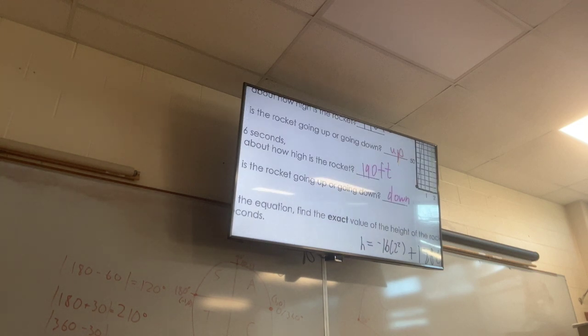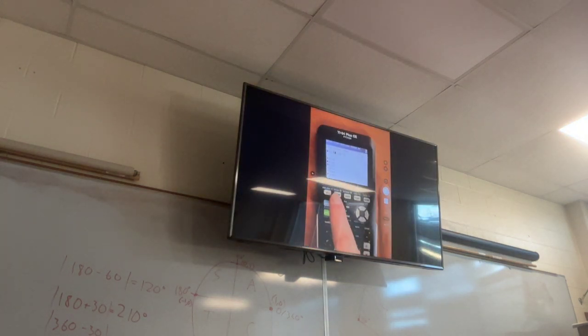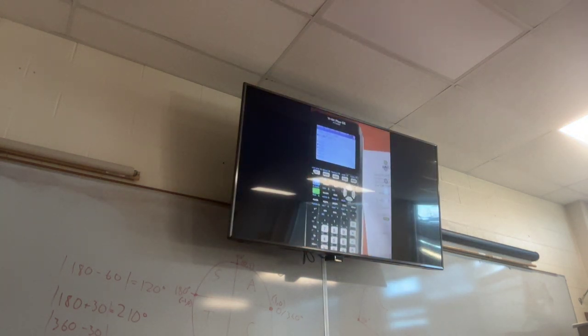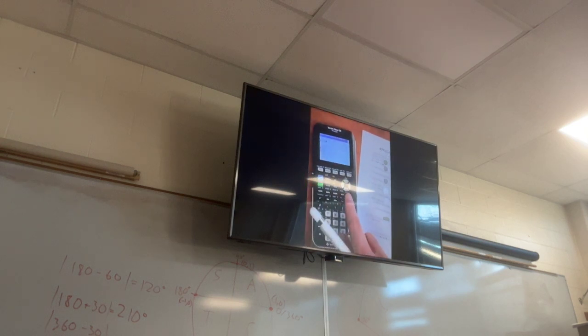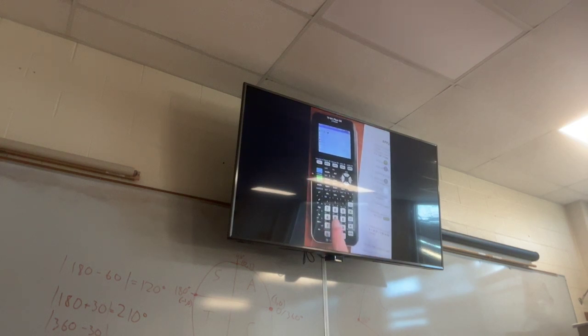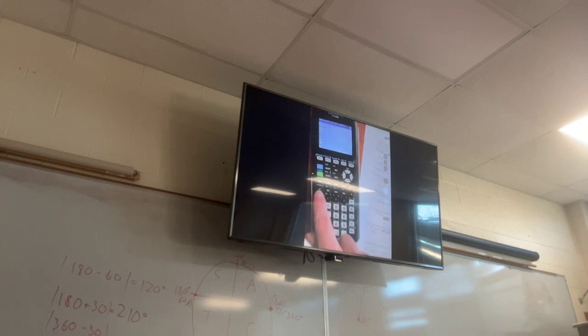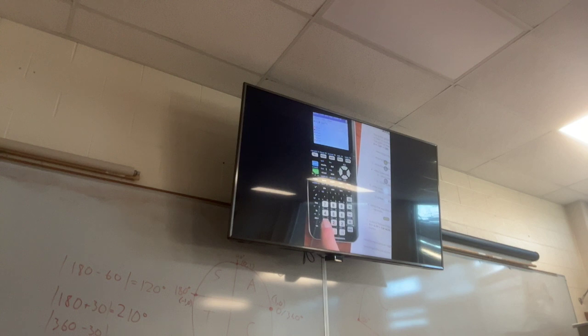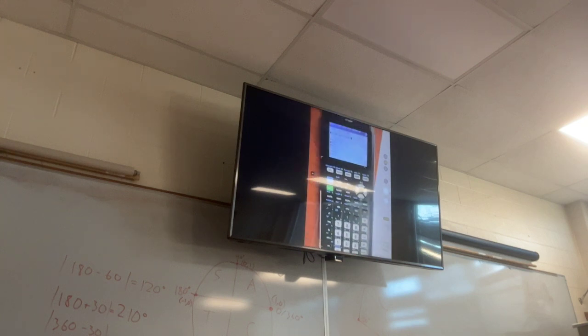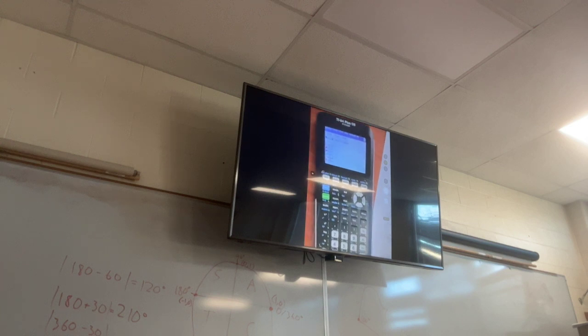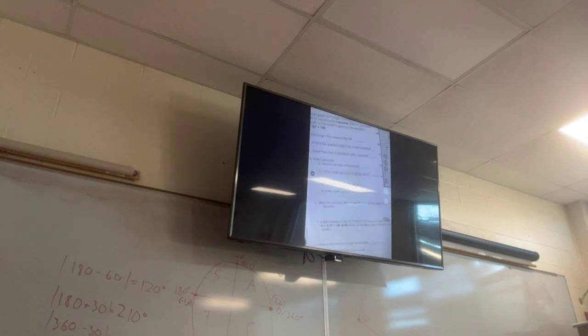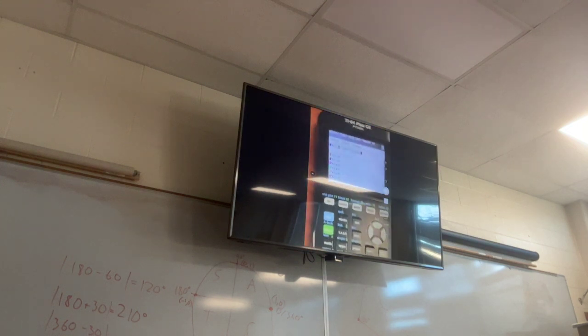So here's what I'm going to do. I'm going to go to my graphing. I'm going to go to my y equals screen, okay? I'm going to put that equation in there. Negative 16 x squared plus 128x. Okay? So I just put the equation for the problem in there, okay? The question is find the exact value of the height of the rocket at 2 seconds. So we want to plug 2 into this equation, okay?